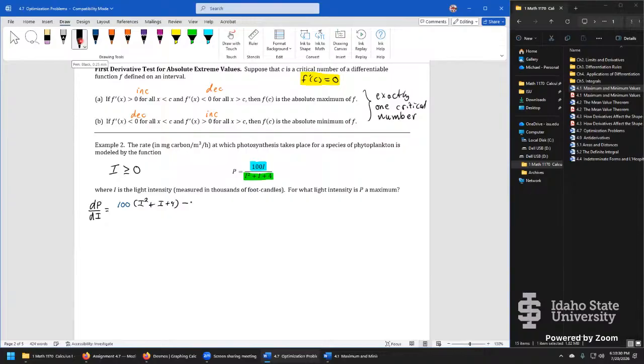Go subtract in quotient rule, copy the numerator, 100i. Then multiply that by the derivative of the denominator. This denominator will have derivative 2i plus 1. Finally, all of it's divided by I squared plus I plus 4 squared. So we're on our way.